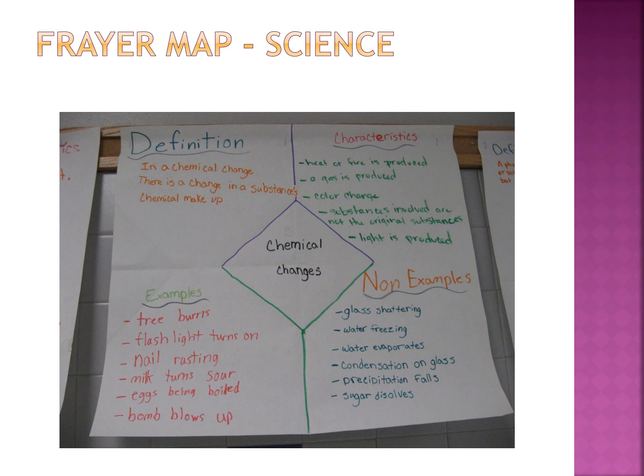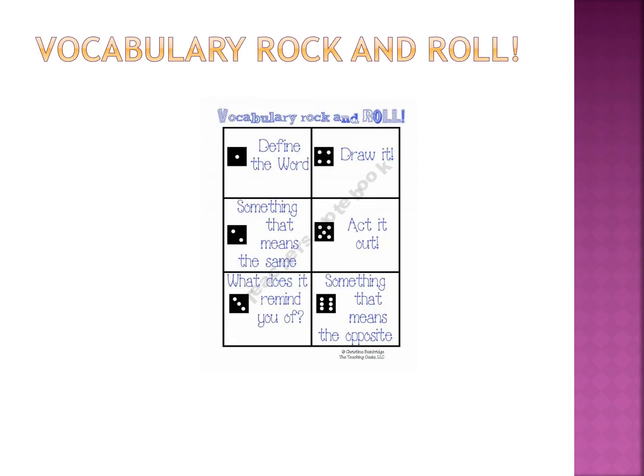You can do characteristics. I use synonyms sometimes in language arts class. You can have them illustrate the word, and whatever suits your situation the most. But Frayer maps are very effective because it gets students talking and doing deep thinking about what the word really means. Here's Vocabulary Rock and Roll that I was talking about before.